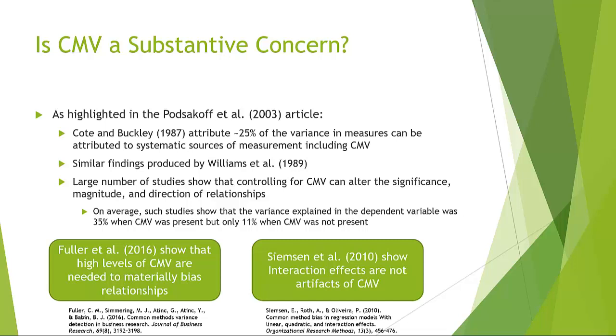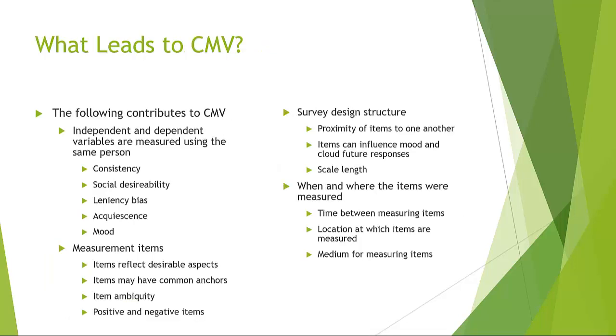I certainly agree with those, but the reality is to publish in the top tier journals today, you need to show that common method variance is not a problematic issue. One way that you can do that is by introducing interaction effects, some moderation effects. And that's because research suggests that those interaction effects cannot result from common method variance. So if you have a significant interaction effect in your model, it can provide evidence to reviewers and editors that common method variance is not problematic, especially with regard to that finding.